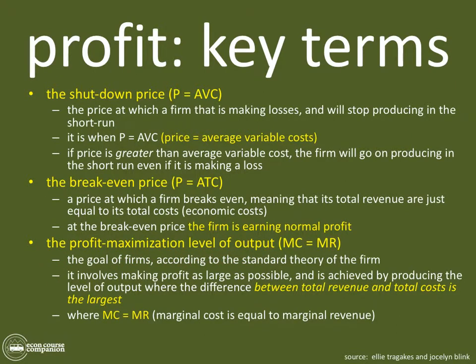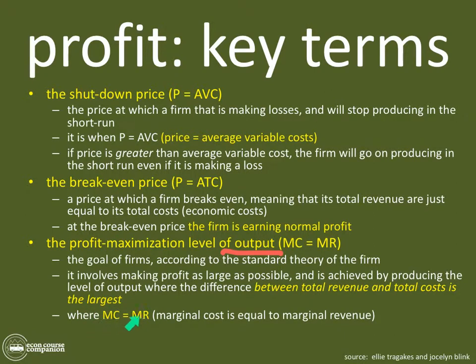Then lastly, the profit maximizing level of output. There's a very important part of this term, and that's the output. It is not the profit maximizing price. It is the profit maximizing level of output. Get that straight in your head, okay? Of course, profit maximization is the goal that we assume in the theory of the firm, right? What it involves is making profit as large as possible, and it is achieved by producing the level of output where the difference between total revenue and total cost is the largest.